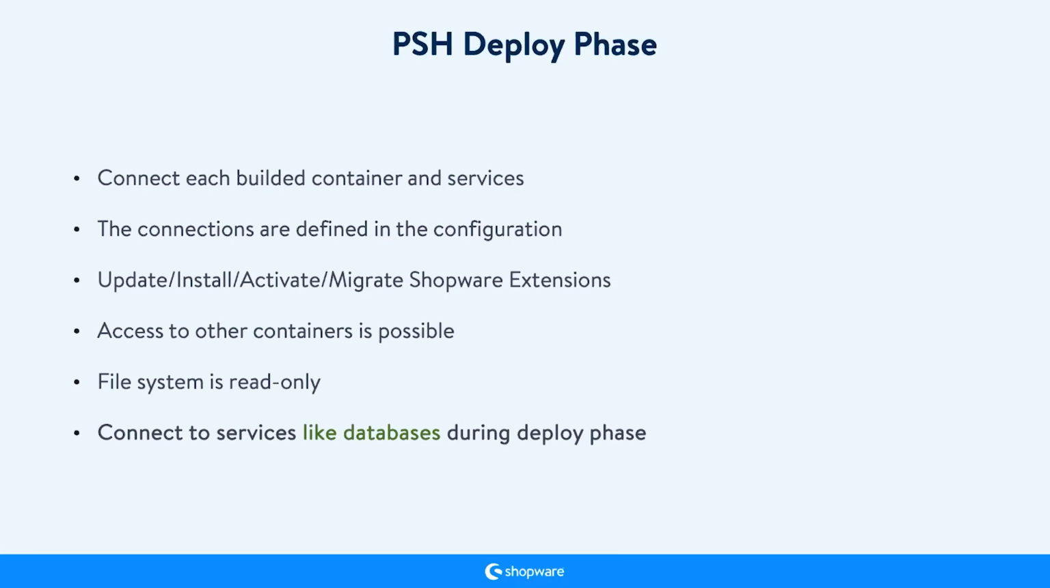In this case, the file system is read-only. So also later on in the production environment, the whole file system on every container is read-only. But not everything. If you have a mount, for example, for the var cache files, these will be writable. And in the deploy phase, databases or any kind of services are available. So you need to connect to this database and do the work we need to do.